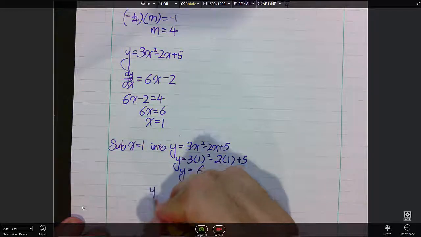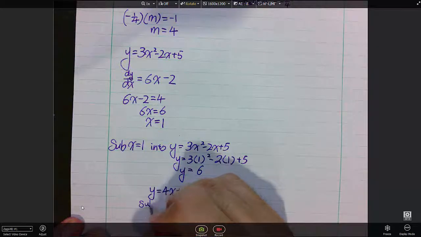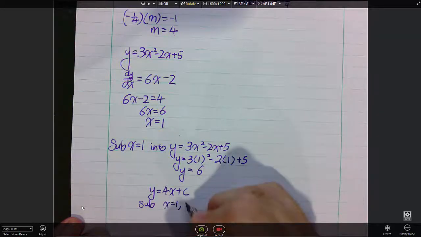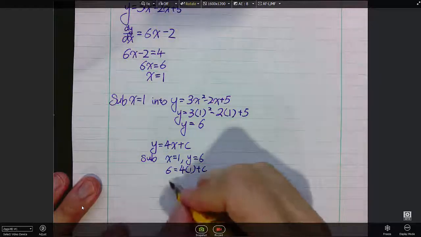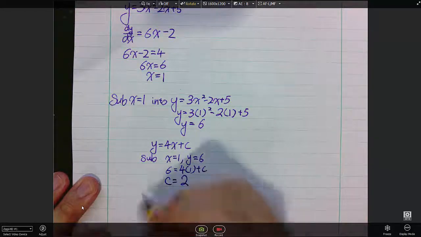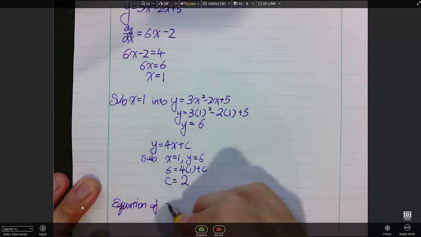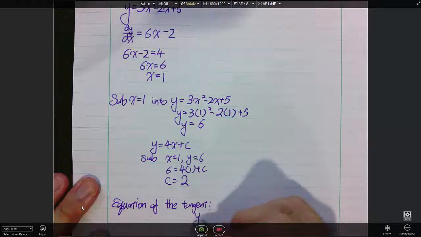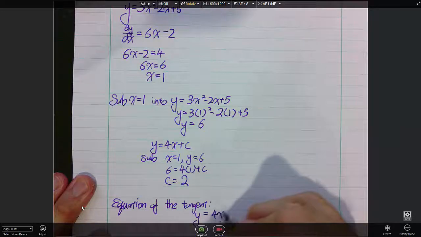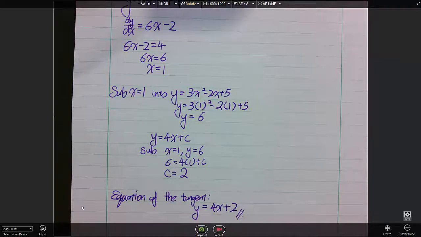So I start and say y equals 4x plus c. I substitute x equals 1, y equals 6: 6 equals 4 times 1 plus c. I find that my c value equals 2. So therefore, I state that the equation of the tangent that I'm trying to find is y equals 4x plus 2. And that is done for question 6.